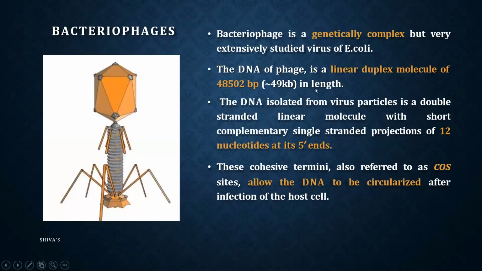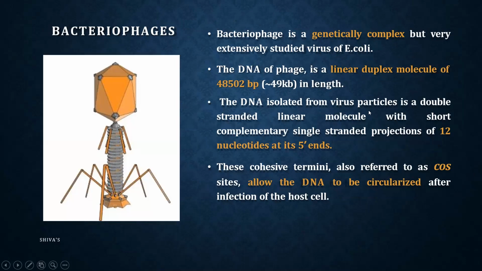This is what you should know about bacteriophage structure. Bacteriophage lambda is a genetically complex but extensively studied virus of E. coli. Lambda DNA is a linear duplex molecule around 49 kb, or you can say 48,502 base pairs in length. So it has quite a good amount of genes.